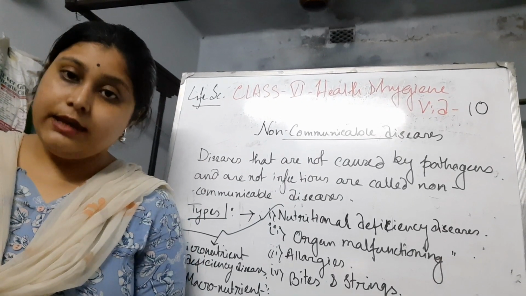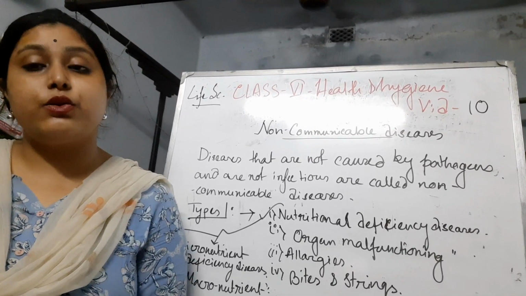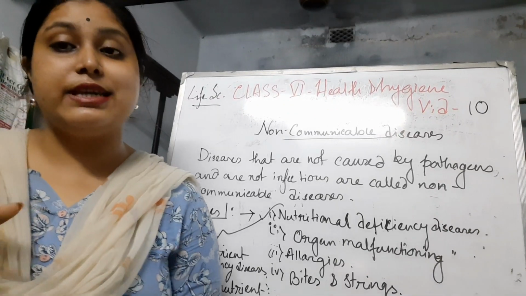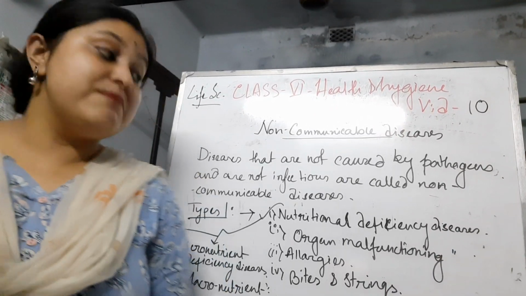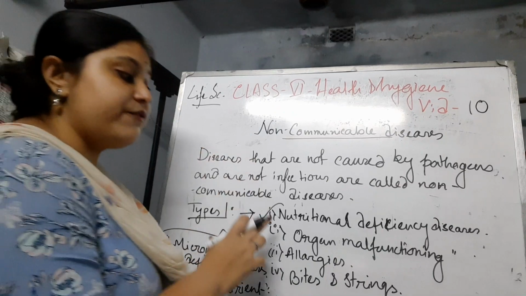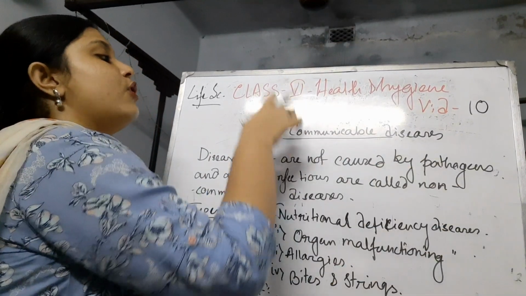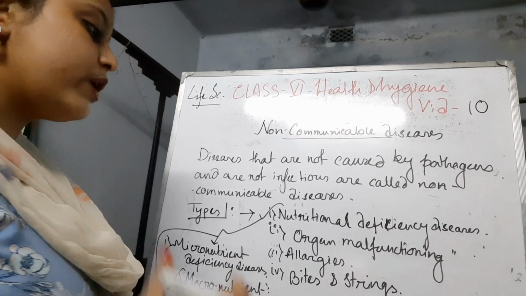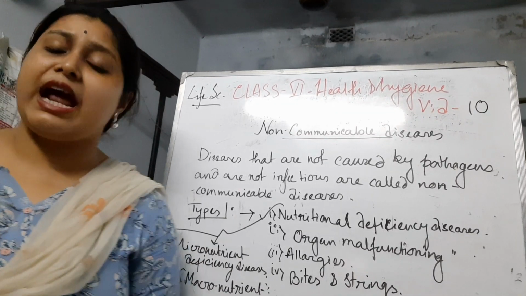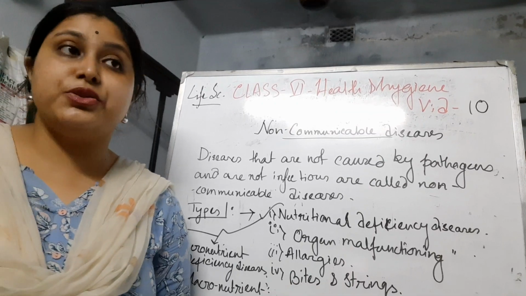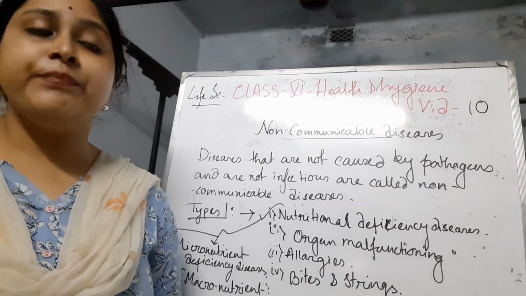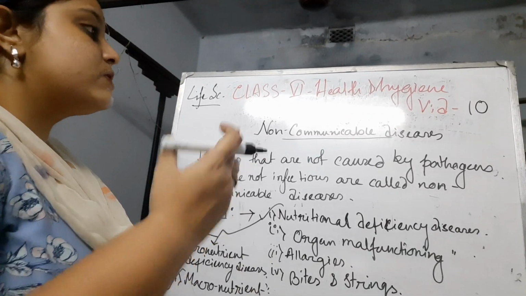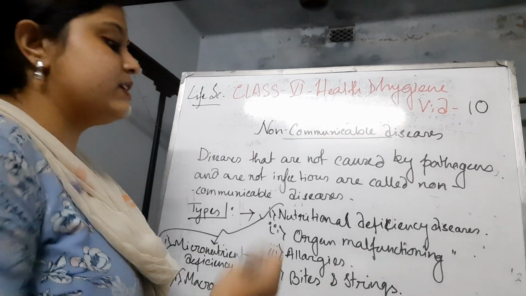So I think you understood about the macronutrient deficiency diseases in our previous video and micronutrient deficiency in this video. With this, I am completing the full part of the nutritional deficiency diseases of the non-communicable diseases. In the next video, we are going to start with the organ malfunctioning diseases that can happen due to aging, any accident, or any physical and physiological problem also.